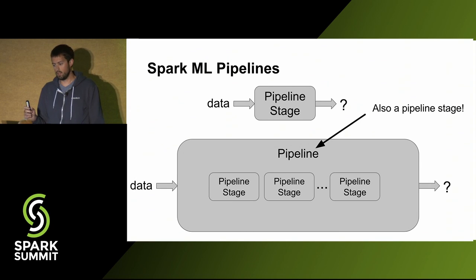But if you think of a pipeline as being a sequence of pipeline stages, a pipeline can also itself take in data, pass it through all those pipeline stages, and produce some sort of output. So for that reason, a pipeline is also a pipeline stage. So you have this sort of recursive abstraction where a pipeline is itself the same type as the units that make it up.